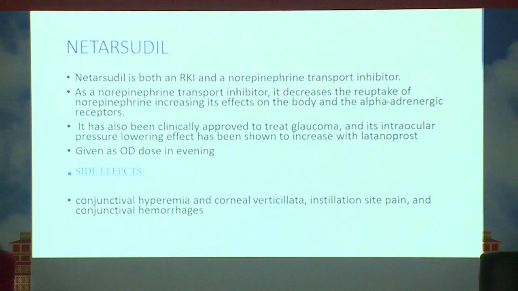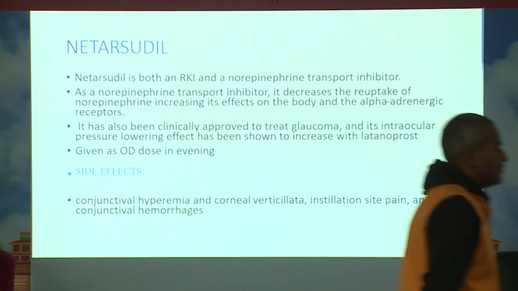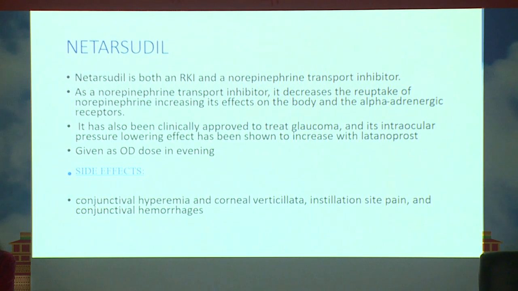Netarsudil is both a ROCK kinase inhibitor and a norepinephrine transport inhibitor. As a norepinephrine transport inhibitor, it decreases the reuptake of norepinephrine, increasing its effects on the body and alpha-adrenergic receptors. It has also been clinically approved to treat glaucoma, and its intraocular pressure lowering effect has been shown to increase with latanoprost. It is given as a once daily dose in the evening. Its side effects are conjunctival hyperemia, corneal verticillata, instillation site pain, and conjunctival hemorrhages.